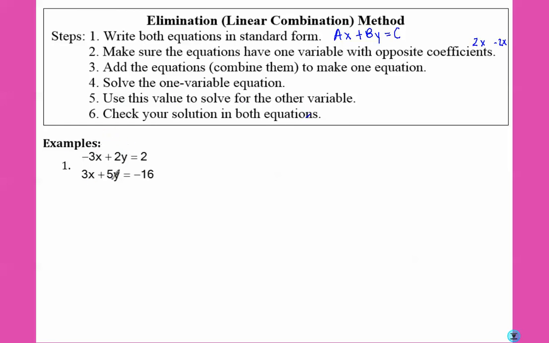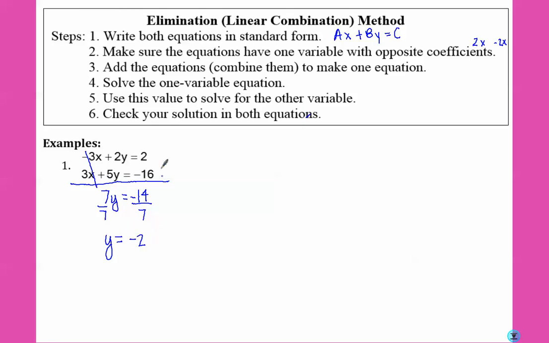So in number one, they're in standard form. The x's are lined up, the y's are lined up, equals is lined up, constant is lined up. Now we need to make sure the equations have one variable with opposite coefficients. We've got a negative 3x and a positive 3x, so that's perfect. Now we're going to add the two equations together. Negative 3x and positive 3x cancel out. 2y plus 5y is 7y equals 2 plus negative 16, which is negative 14. Now we solve for y. Divide by 7, and we get that y equals negative 2.